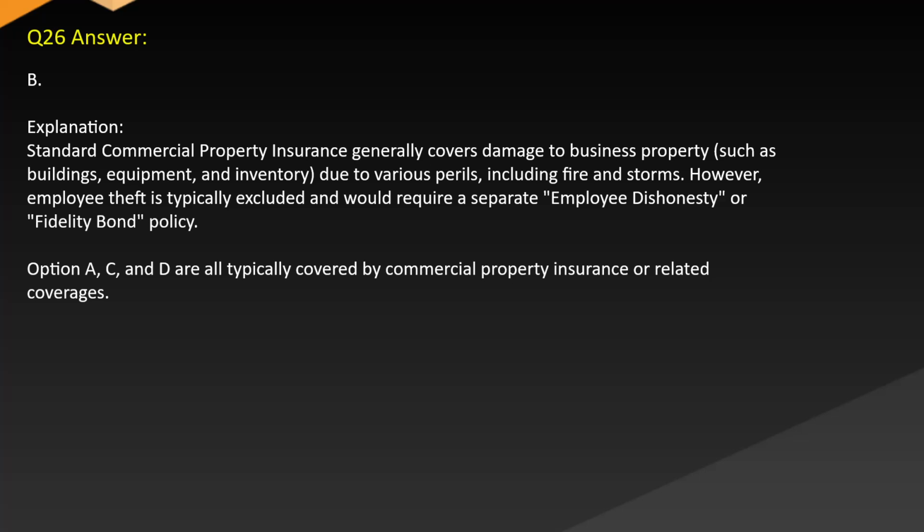Answer: B. Explanation: standard commercial property insurance generally covers damage to business properties such as buildings, equipment, and inventory due to various perils, including fire and storms. However, employee theft is typically excluded and would require a separate employee dishonesty or fidelity bond policy. Option A, C, and D are all typically covered by commercial property insurance or related coverages.